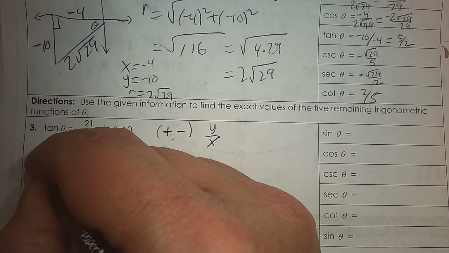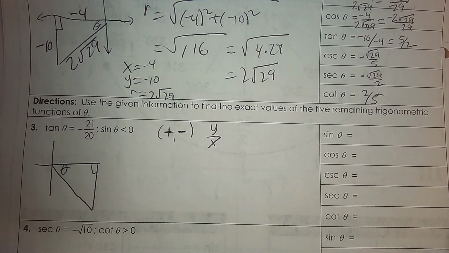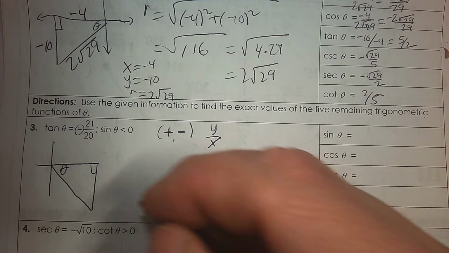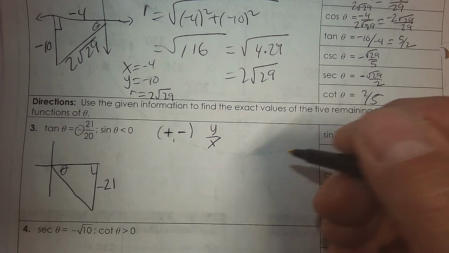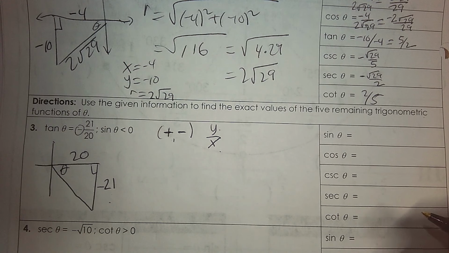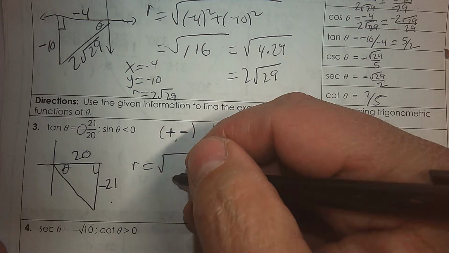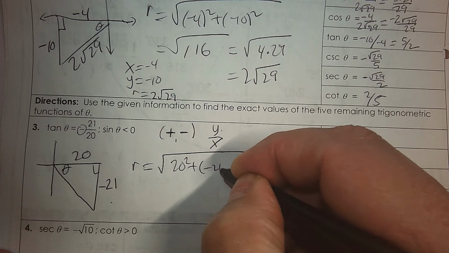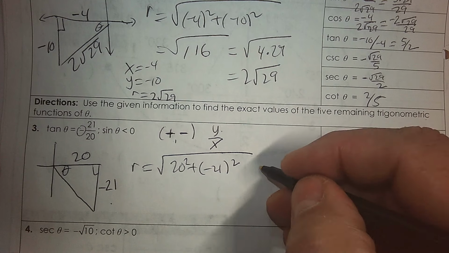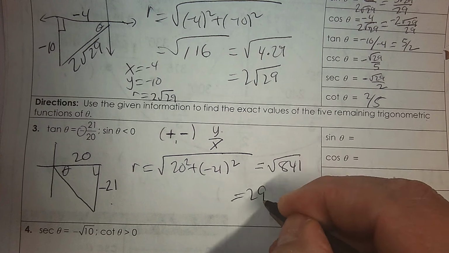So we're going to draw it in quadrant number 4. We're going to label it. So that negative could belong top or bottom. So in this case, it's going to belong to the 21. So y over x, the y-coordinate is negative and the x-coordinate is positive. I need to find the radius, which is the square root of 20 squared plus negative 21 squared. That's a Pythagorean triplet. It ends up being the square root of 841. That's 29 times 29.